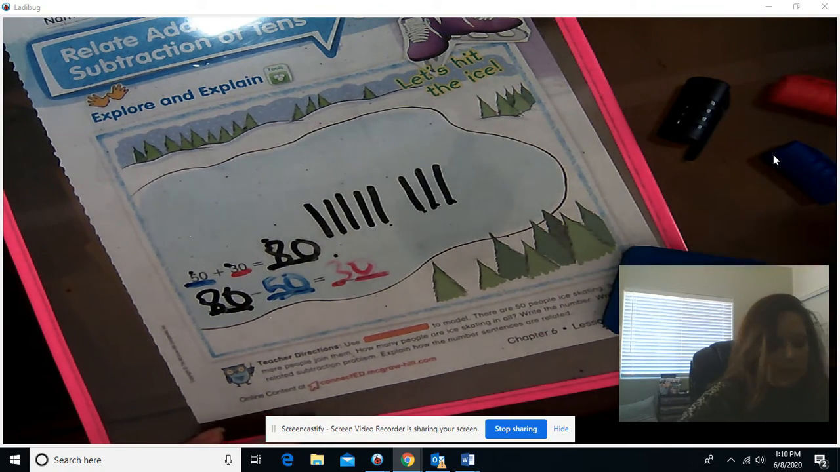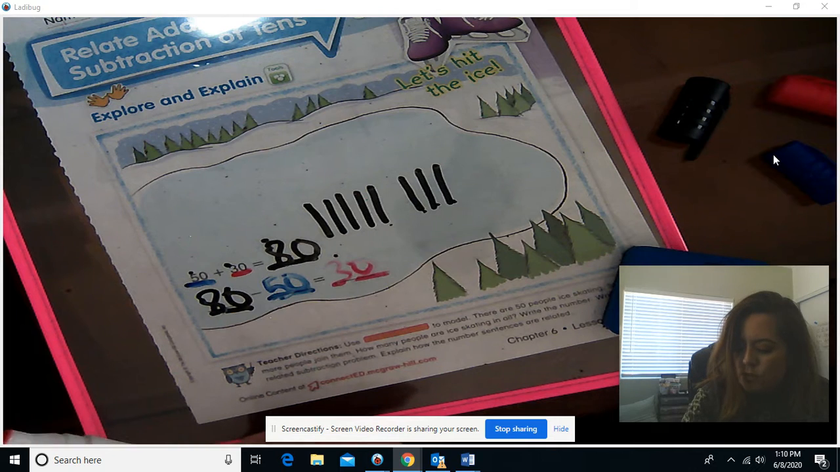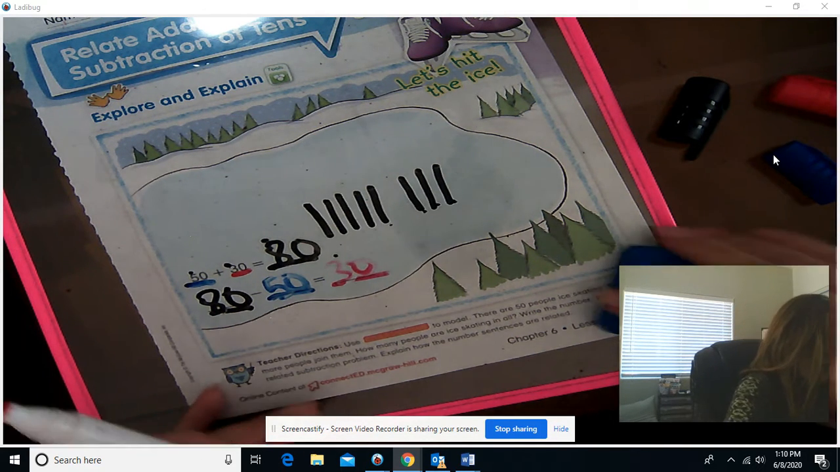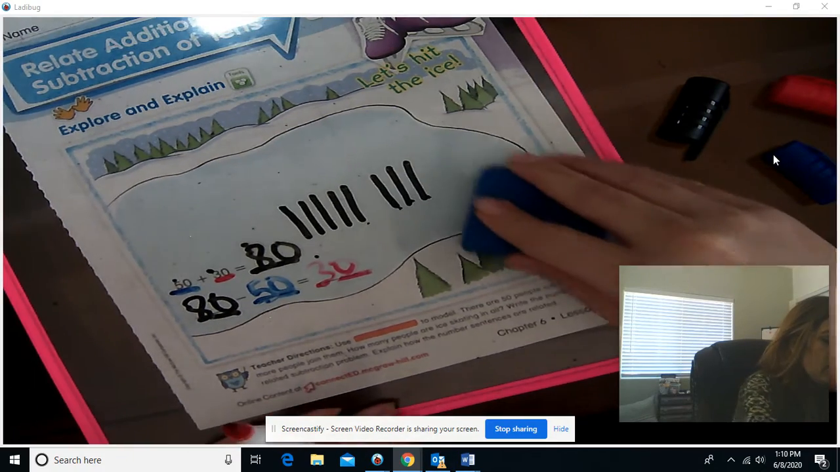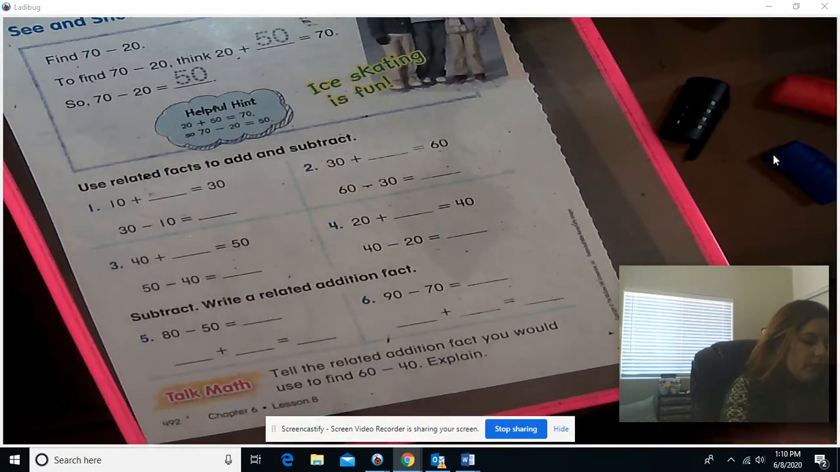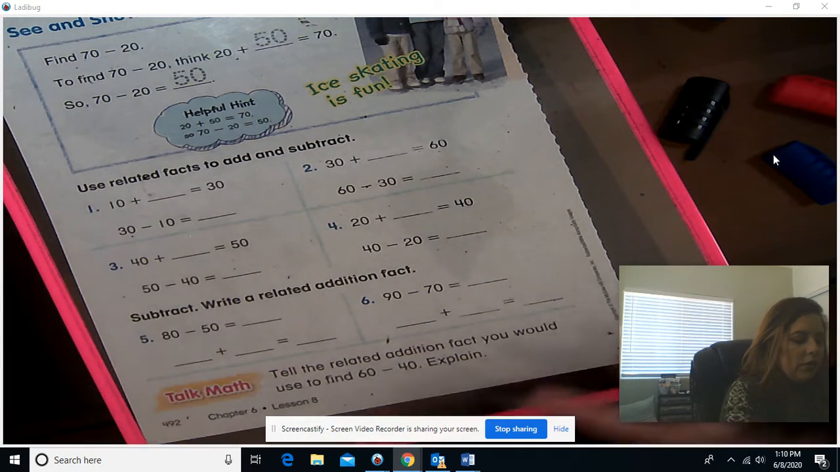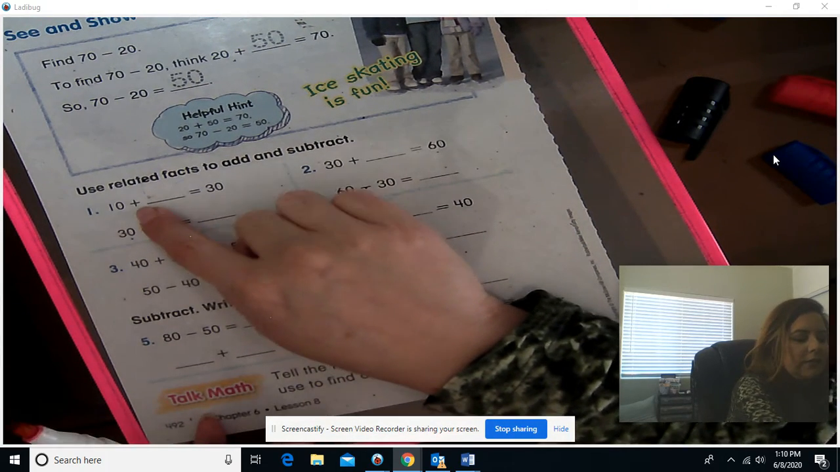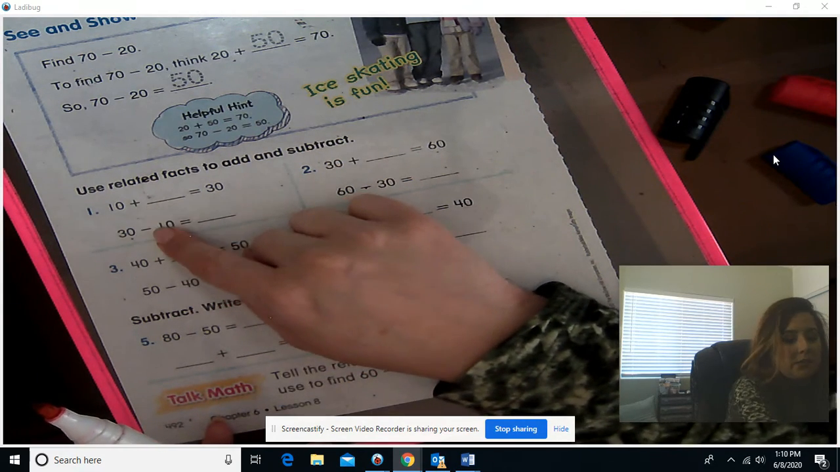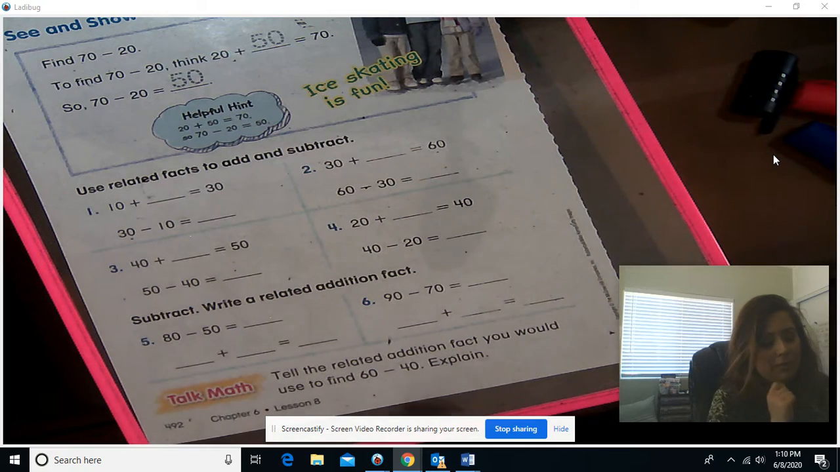Okay, let's turn the page to 492. Okay, page 492. So let's turn the page. Page 492. So I have addition. Please, please, please make sure you pay attention to what symbol it's using. Sometimes it's going to be addition, sometimes it's going to be subtraction. You got to keep an eye out.